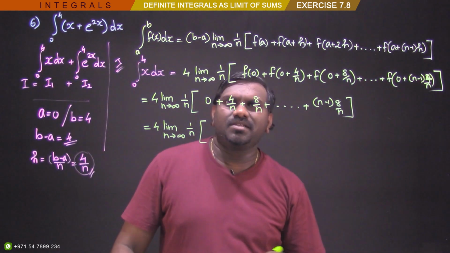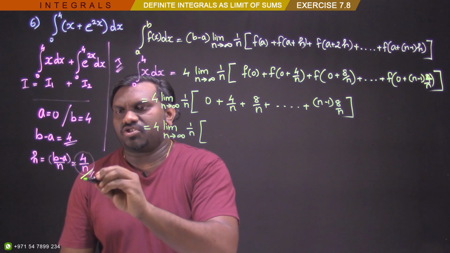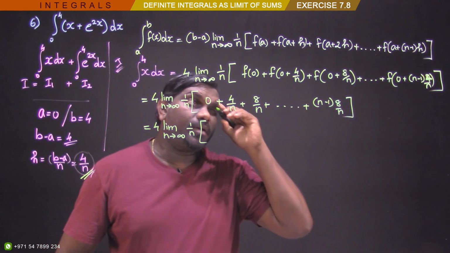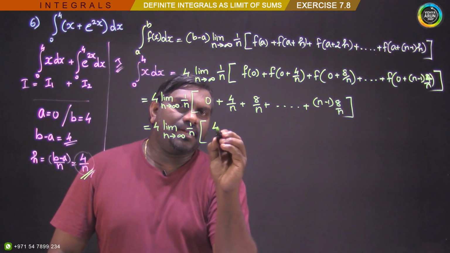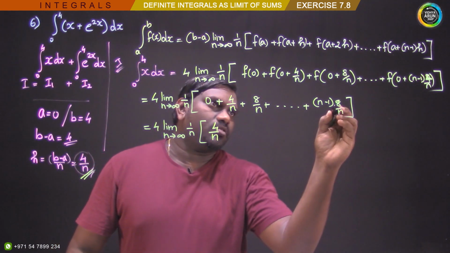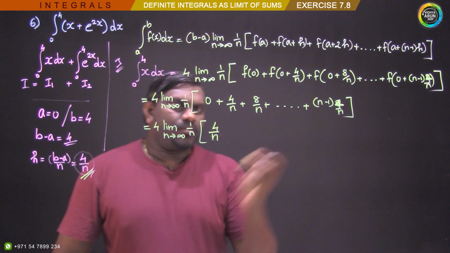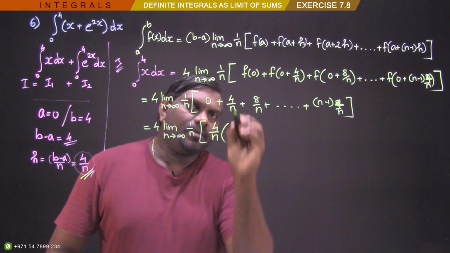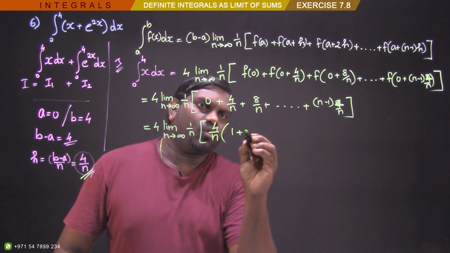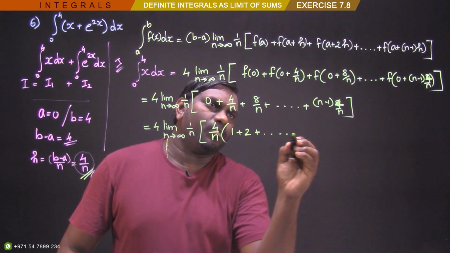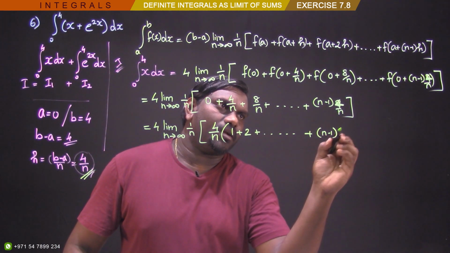Whatever we multiply by, it is your h, dear. So this is going to be 4 by n. So I need to take 4 by n outside. Here also 4 by n. When I take 4 by n outside, what I will be getting here is 1 plus, with the 4 gone, 2 plus, and so on, up to n minus 1, right?